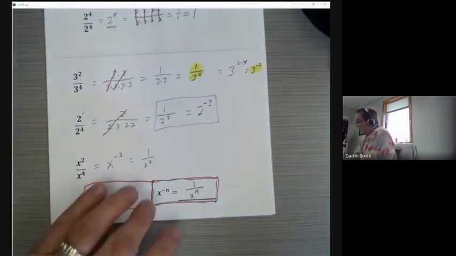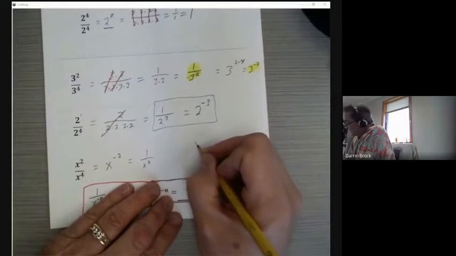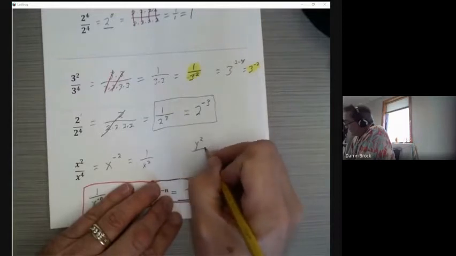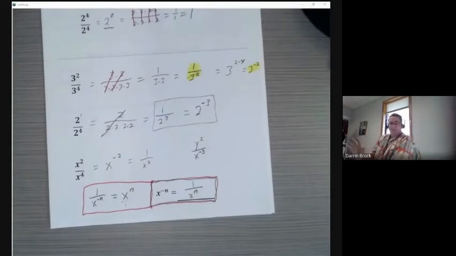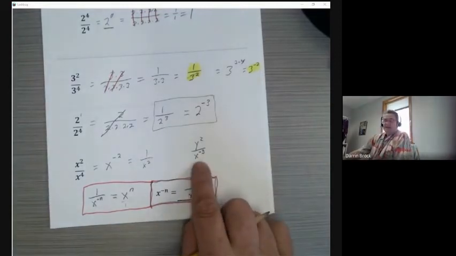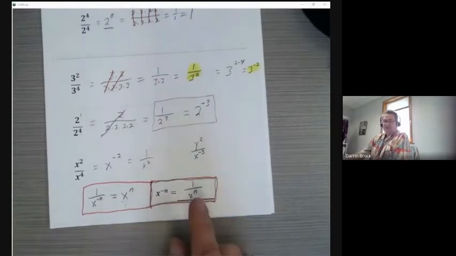Let me give you a good example of when you would have that. What if we had two different things: y squared divided by x to the negative third. And I said, simplify that. Well, our division property does not work. The test would have something like this and say simplify. It won't have these rules. These rules just help you simplify.